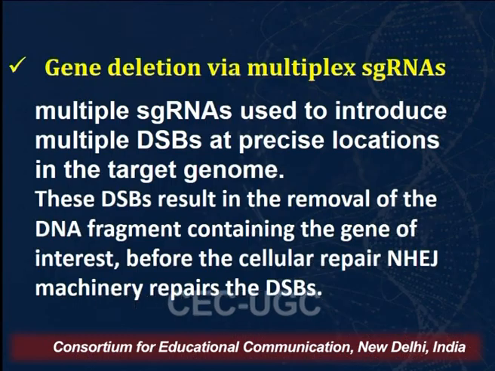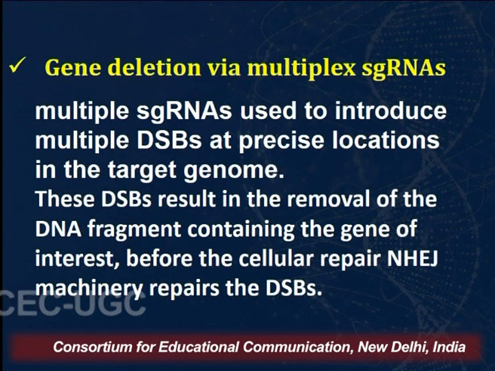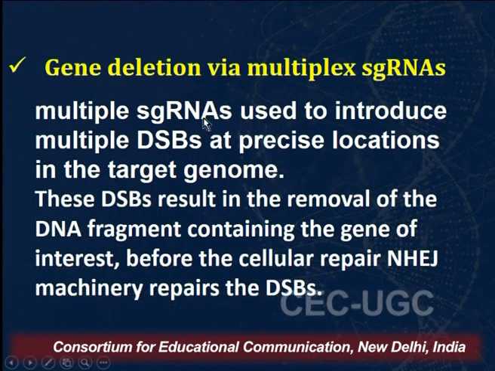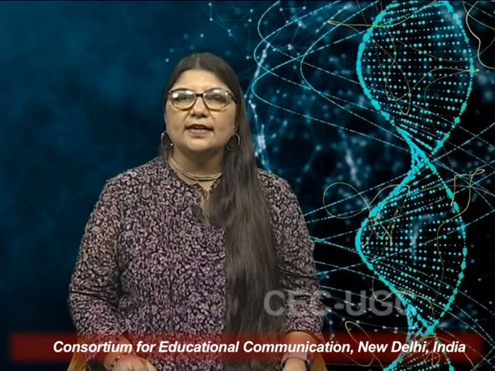Gene deletions are also done by multiplex sgRNAs. Here multiple sgRNAs are used to introduce multiple double-stranded breaks at precise locations in the target genome. So multiple guide RNAs can be used with one single Cas9, and it can introduce multiple double-stranded breaks at precise locations in the target genome.